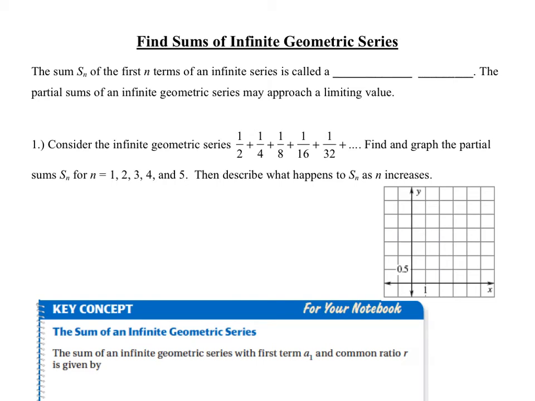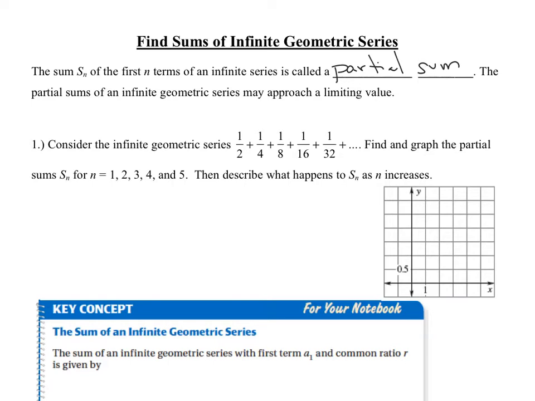The sum S sub n of the first n terms of an infinite series is what we call a partial sum. The partial sums of an infinite geometric series may actually approach a limiting value, and that's what we're going to be doing in this lesson.